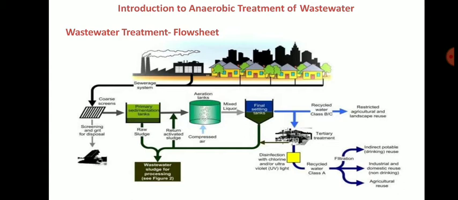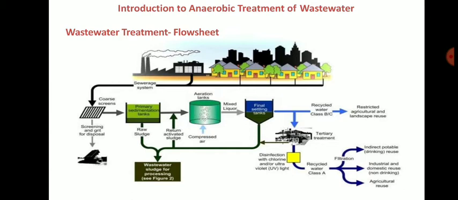Further, the effluent from the primary sedimentation tank is taken for the secondary treatment, which, as you already know, is a biological treatment. So there are two methods by which treatment is given to the wastewater. One is the attached growth system and the other is the suspended growth system. So this figure shows the activated sludge process, which is a suspended growth system in which there is an aeration tank as well as a secondary sedimentation tank.